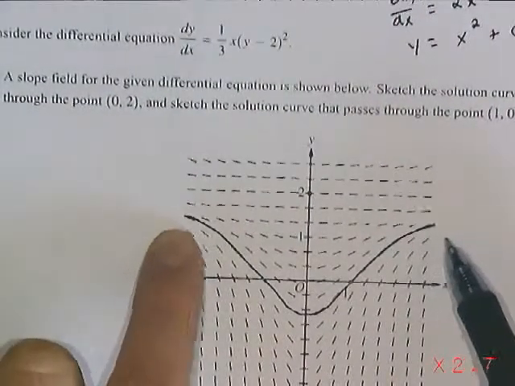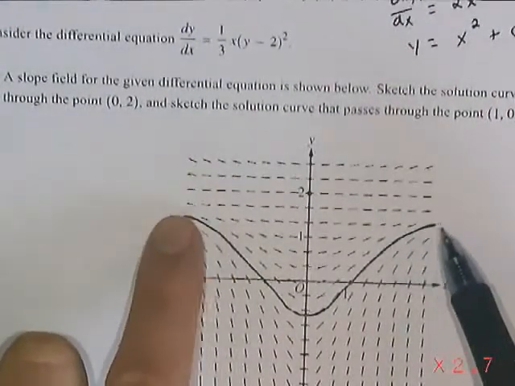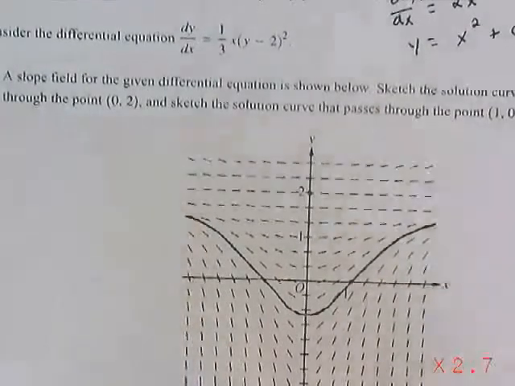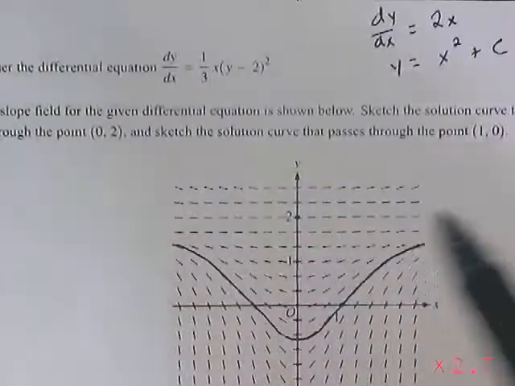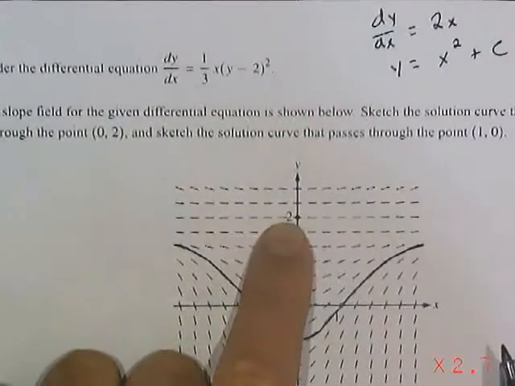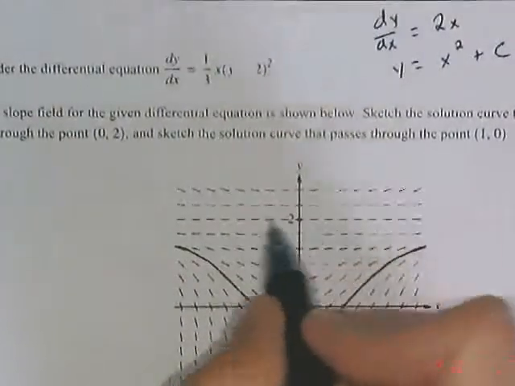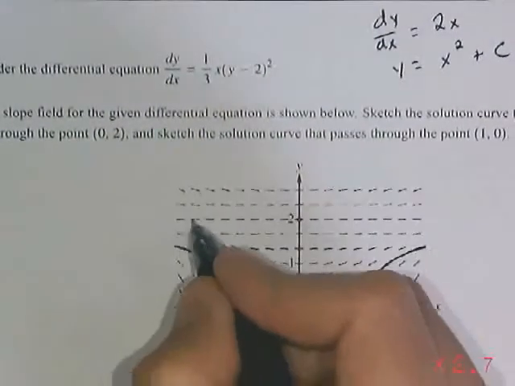Now, one thing that the AP specifies directly is that when you draw this curve, it's got to go to the boundary. So don't shortchange and end here. You don't get the point unless you go all the way there. Now, the solution that goes through (0, 2), we start here, all those slopes look pretty horizontal.